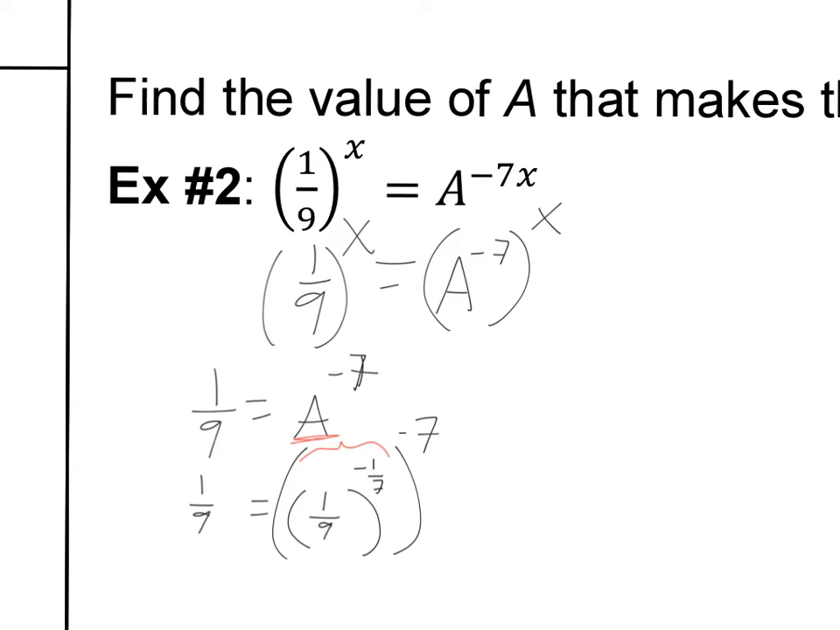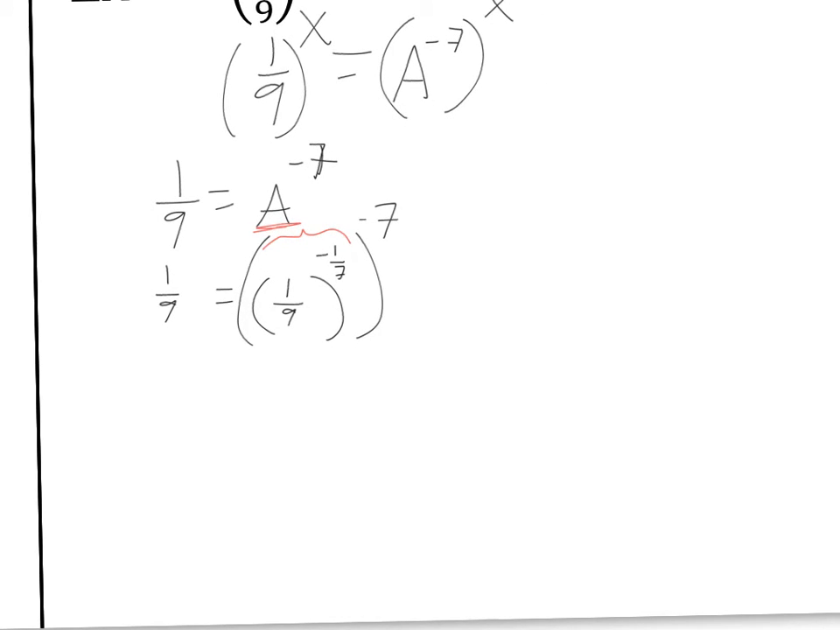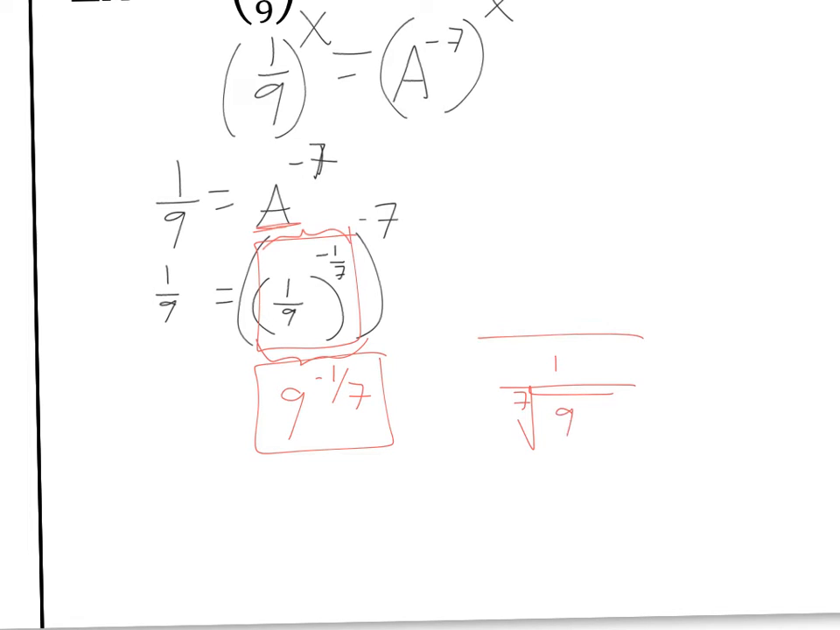And we could rewrite this a few different ways now. We could think of this a as 1/9 to the negative 7. Well, that's the same thing as 9 to the negative 1/7. And so that would be a reasonable answer for a. You might also see it in the form of, how about 1 over the 7th root of 9. That's another way that you might say what a equals.